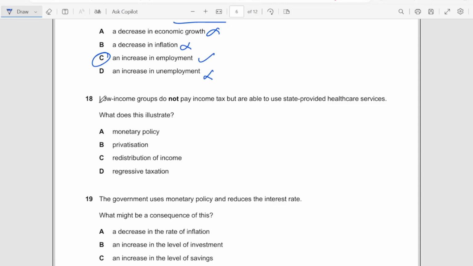Okay, next. Low income groups do not pay income taxes but are able to use state provided health care benefits. What does this illustrate? Well, what this illustrates is that people are not paying taxes, but they're able to use benefits. It means that they're getting freebies. They're getting provided something for which they're not paid for. And this is good because it helps us redistribute income.